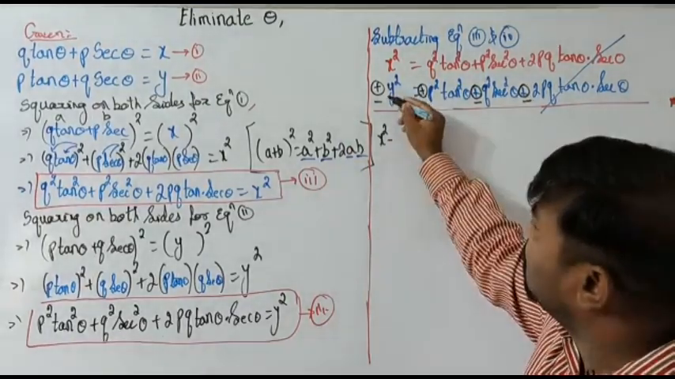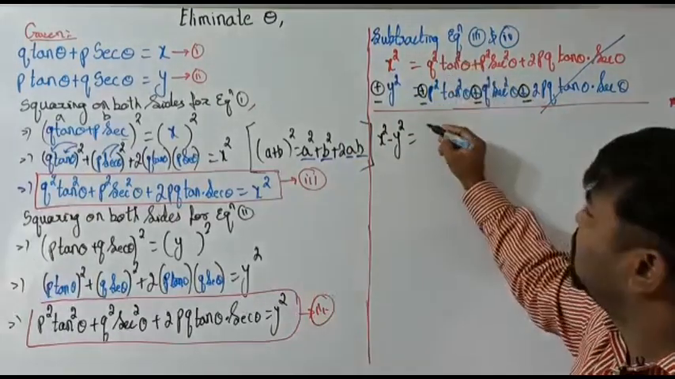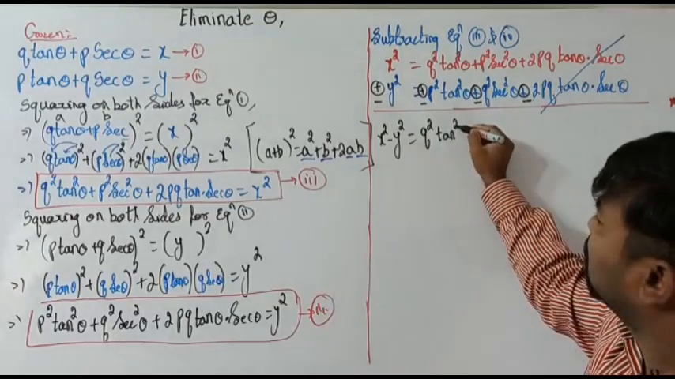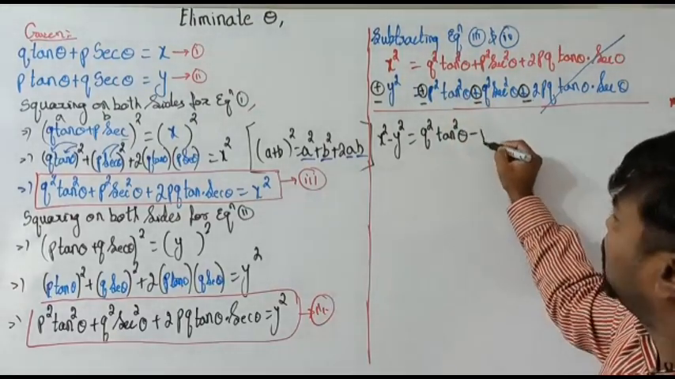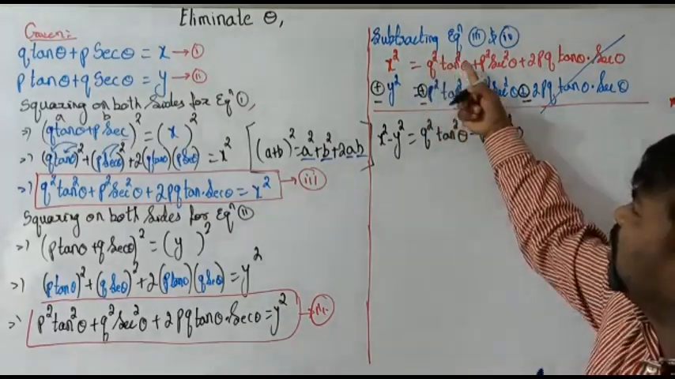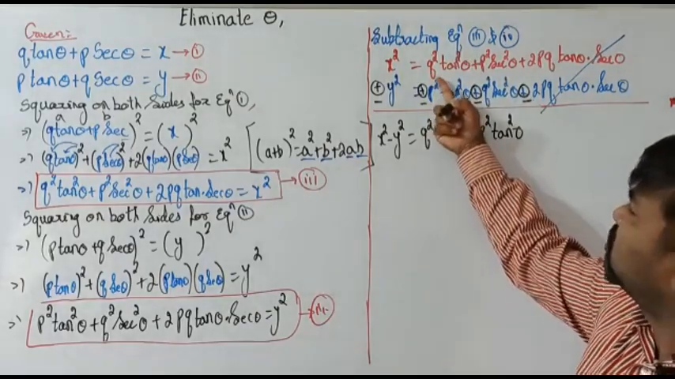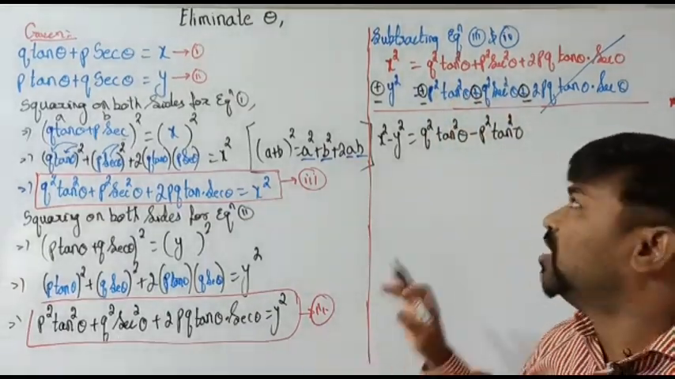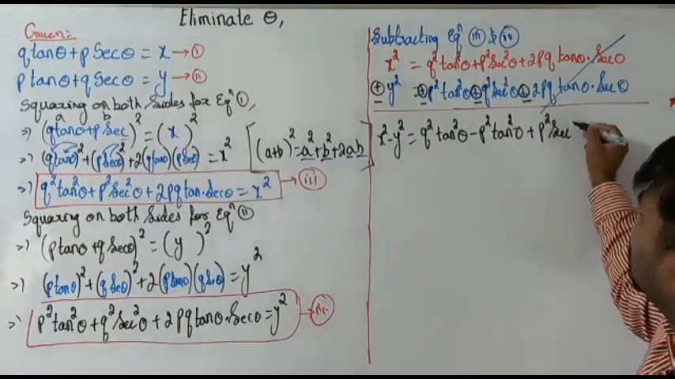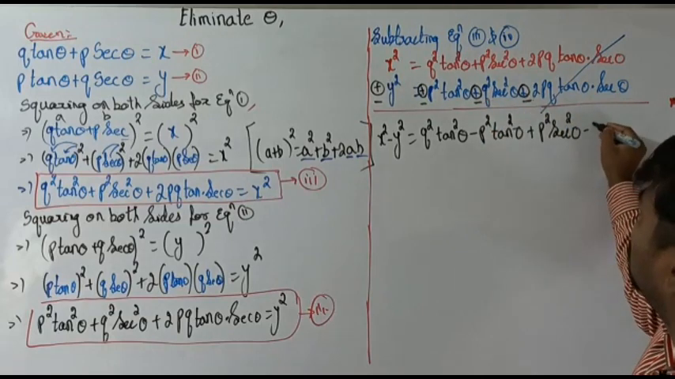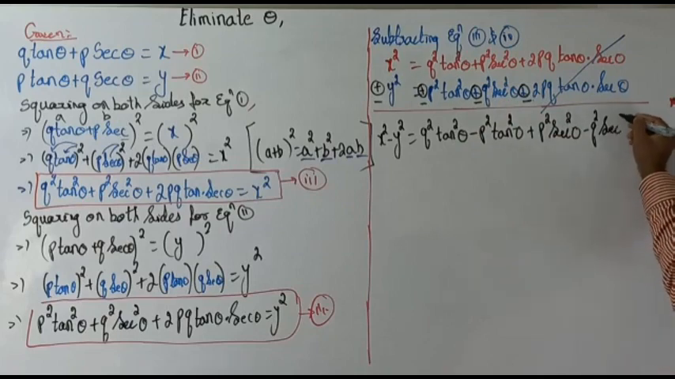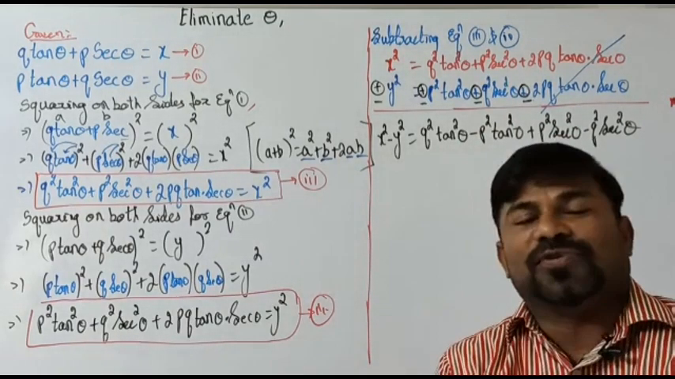x square minus y square is equal to q square tan square theta minus p square tan square theta. I have written only that. Now let's come back to this. What is here? Plus p square secant square theta minus q square secant square theta. Yes, I'm done. So till here we are all set.